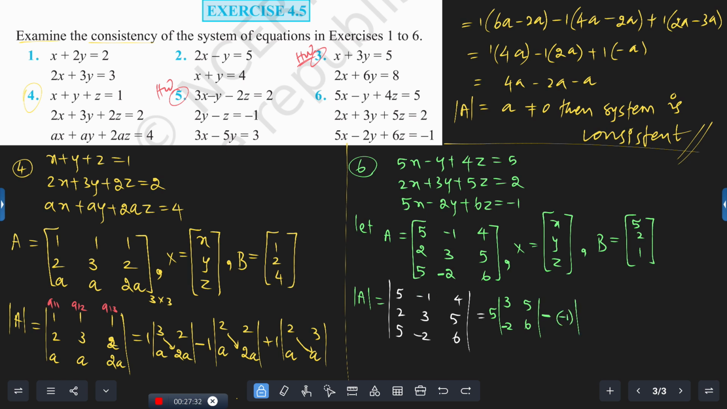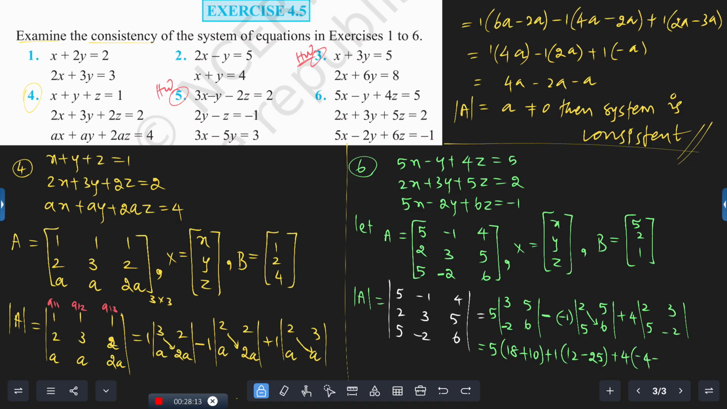Minus 1 into matrix, the row and column if we strike out, 2 5 5 6. Be careful. And third plus. So row and column if we strike out, 2 3 5 minus 2. Now simplify, you will be getting 5 into 3 6 are 18. Formula minus 2 into 5 minus 10, minus minus plus 10. Minus into minus plus 1 into, and 2 6 are 12. Formula minus 5 2s are 10, 12 minus 10. Plus 4 into 2 into minus 2 minus 4.